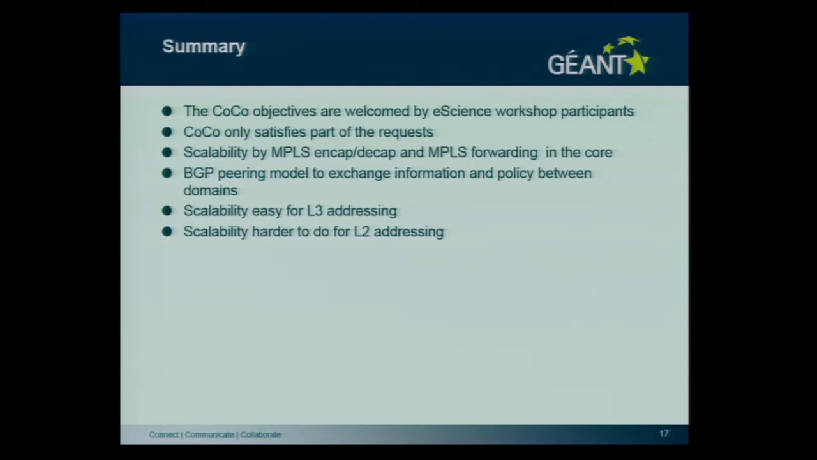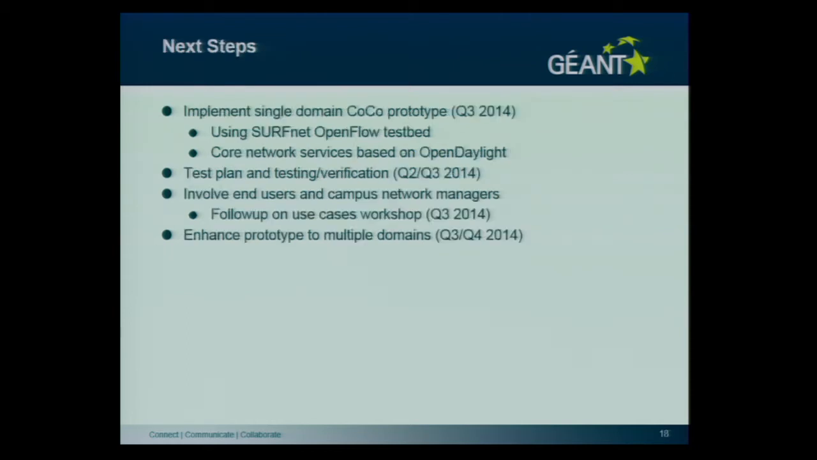That's existing technology that already takes care of loops in the infrastructure, for example. Scalability is easy for layer 3. It's similar to the internet. For layer 2, scalability is much harder. So we will also start with a layer 3 service, and if time allows, we'll go to a layer 2 service also.